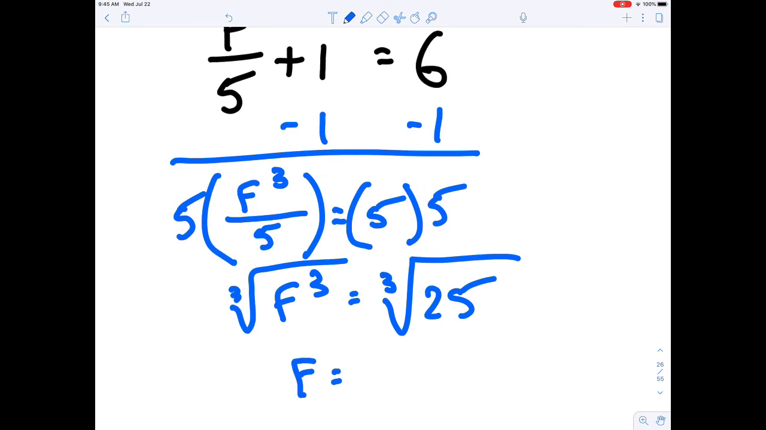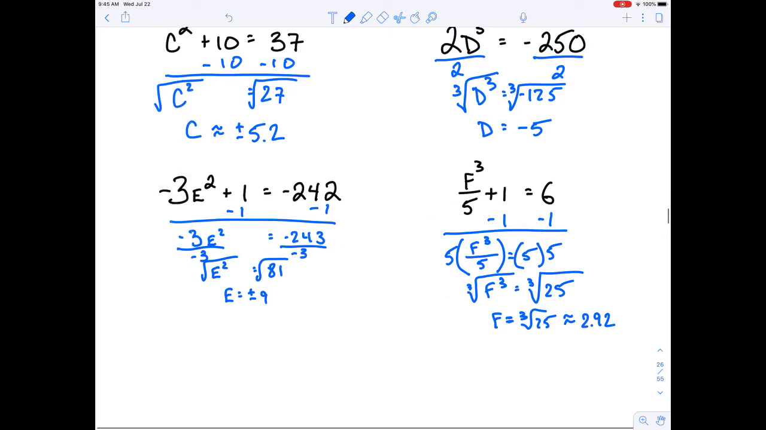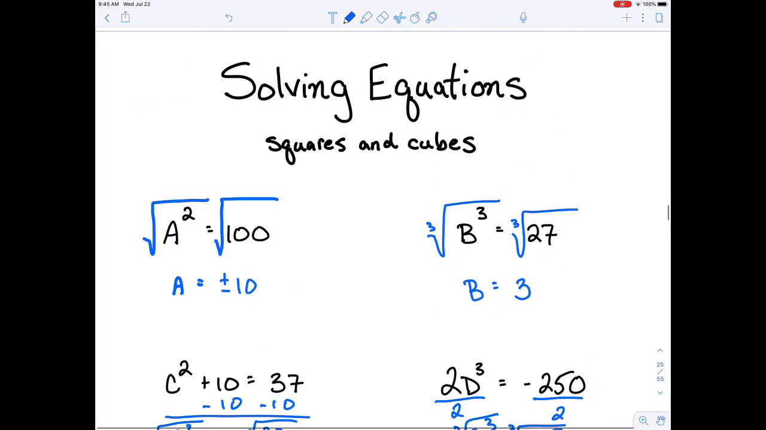By the way, if you watched this far, you could say f equals the cubic root of 25. That would be the exact answer. The approximate answer I get with my calculator, 2.92. And that is how you solve equations involving squares and cubes.